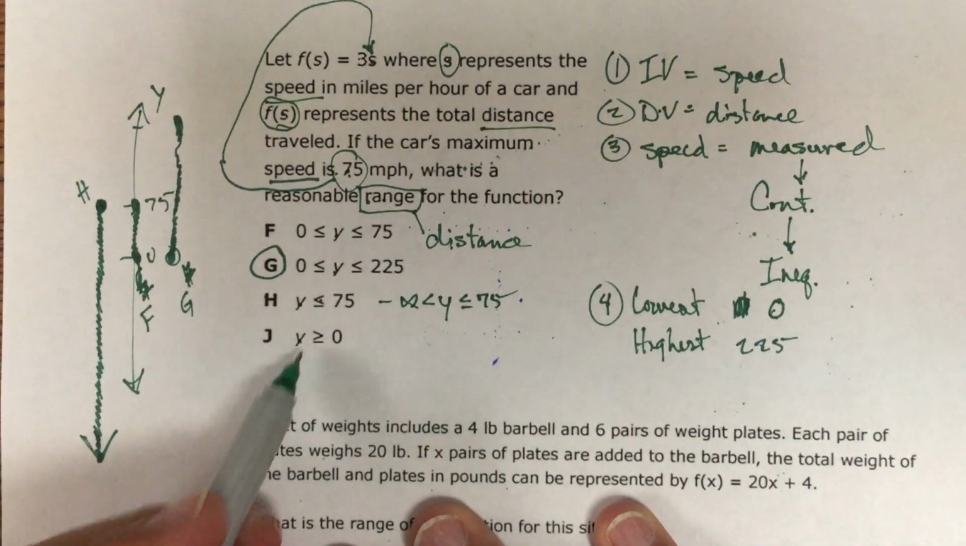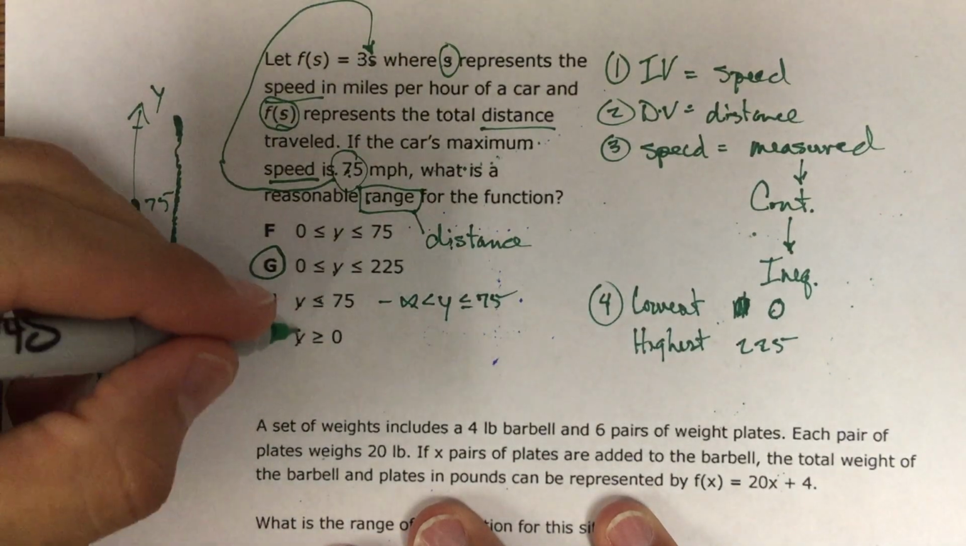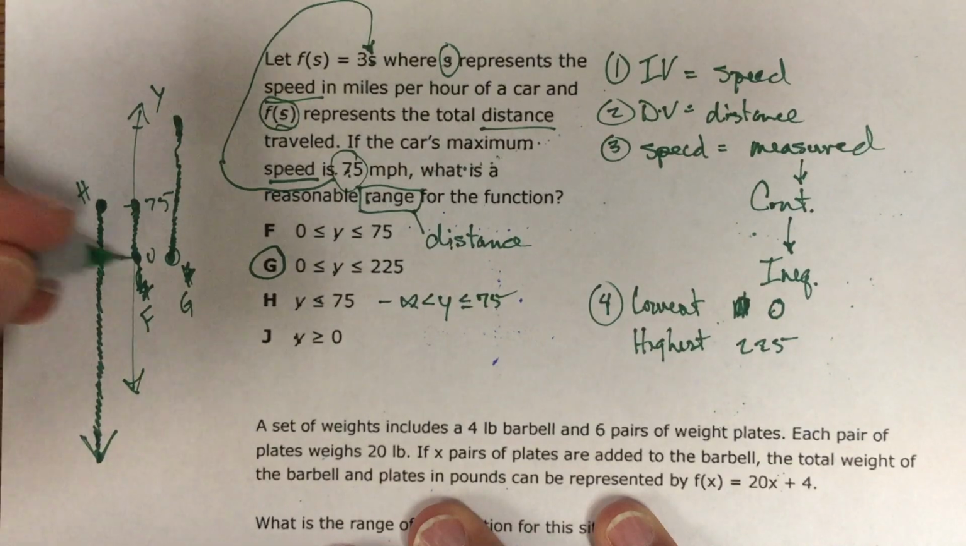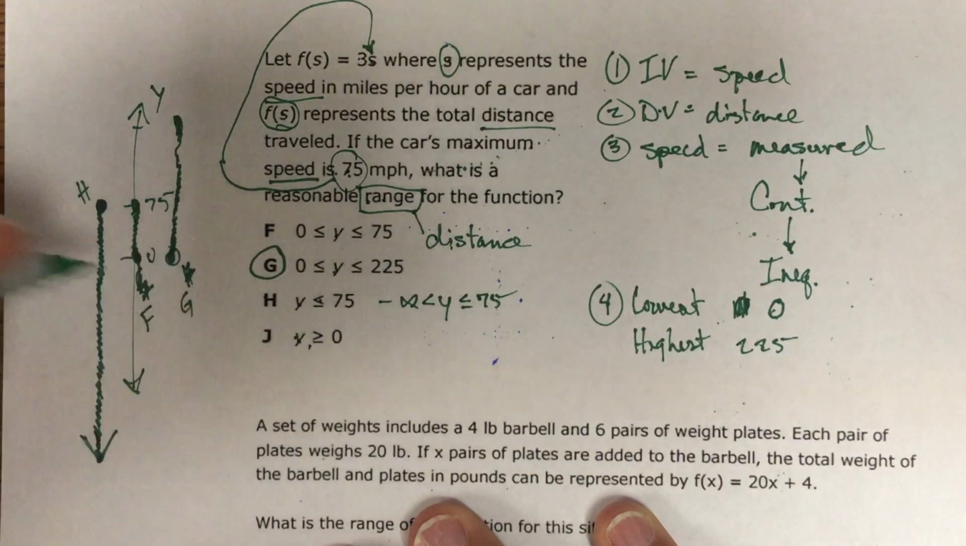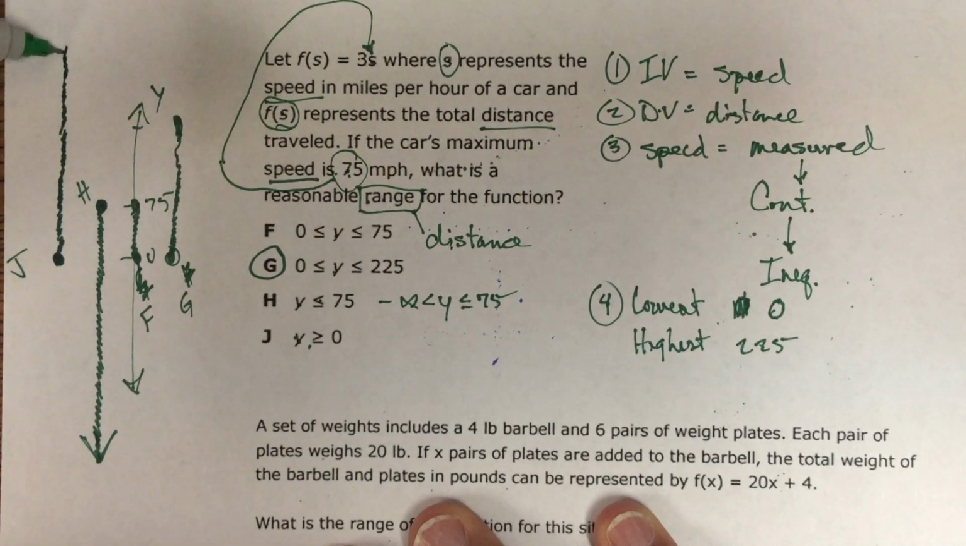Let's do the same thing with J. Option J says all of my Y values are greater than 0. Well, there's 0 right there, and it's equal to, so it's going to be a solid dot. All of my Y values have to be bigger than 0. What this means right here is it's going to go to infinity.